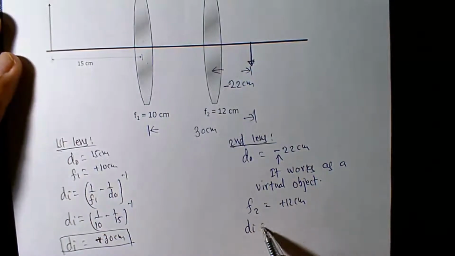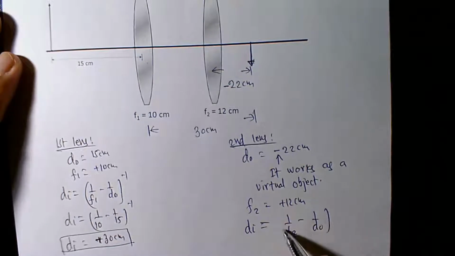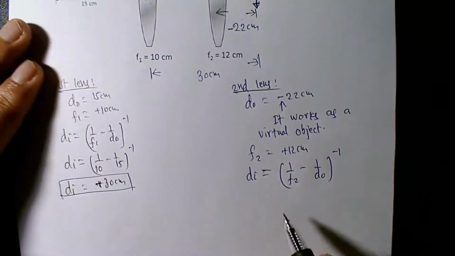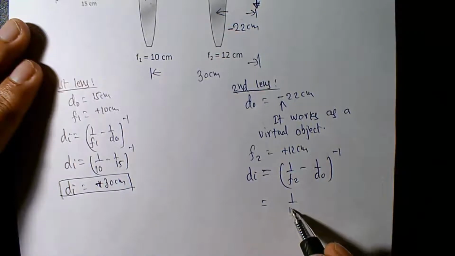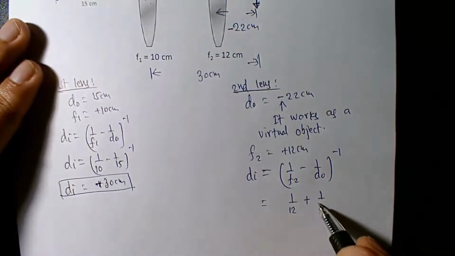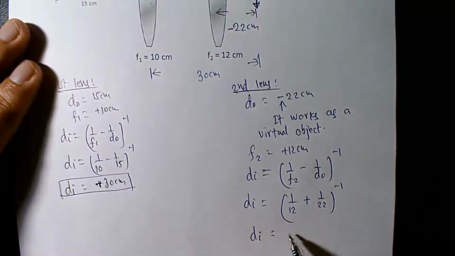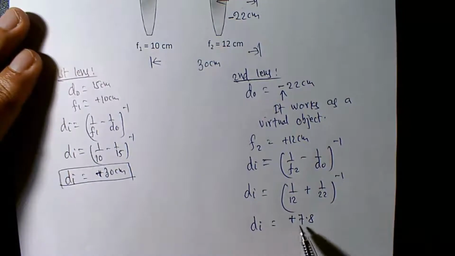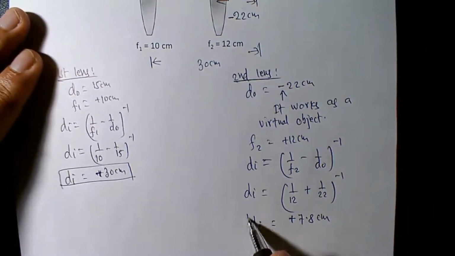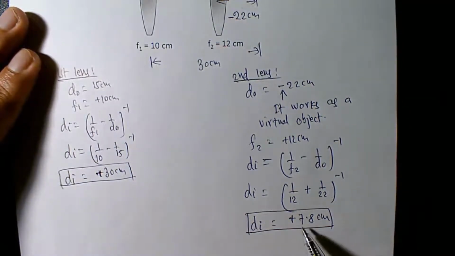And its focal length is positive 12 centimeter. So then di is 1 over f2 minus 1 over do, inverse. And that's 1 over 12 plus 1 over 22, inverse, and the final image is real because the image distance is positive. That simply means the final image will be a real image.